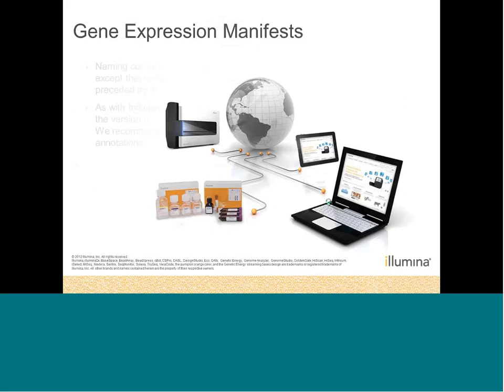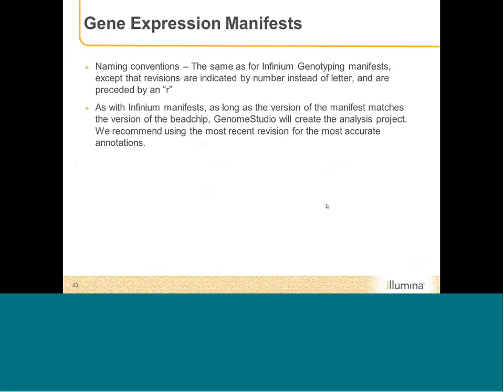Now let's look at gene expression manifests. Gene expression manifests are relatively simple, so we're not going to have too much information about them. The naming convention is the same as for genotyping manifests. You should use the same manifest version to match the version of your BeadChip. The revisions are indicated by a number instead of a letter, and they are preceded by the letter R. So you'll have an R1, R2, R3 for the revisions.